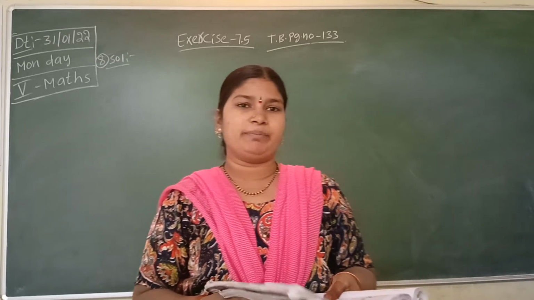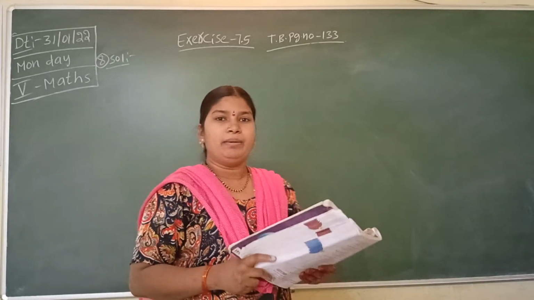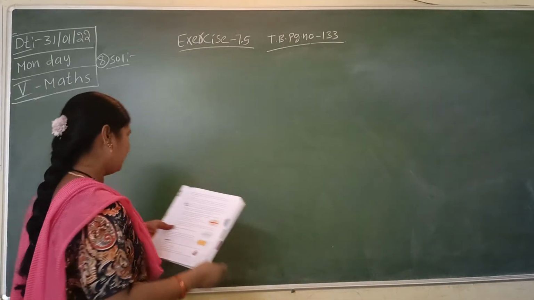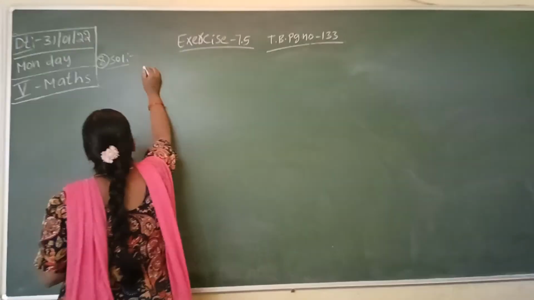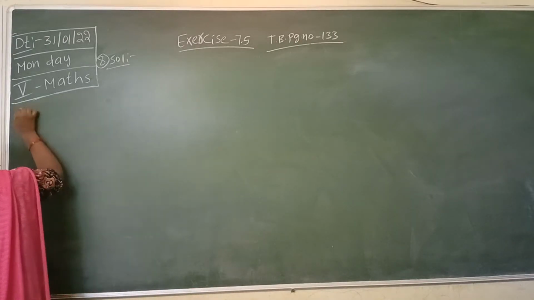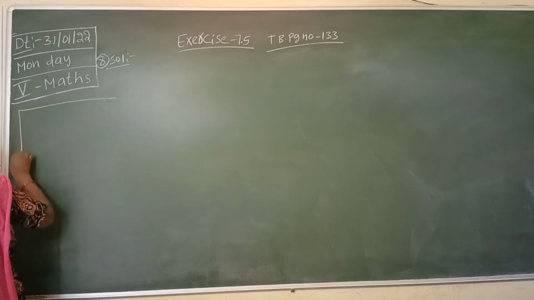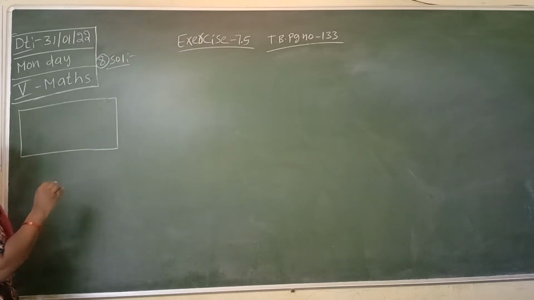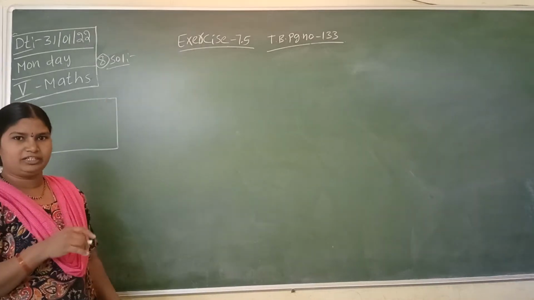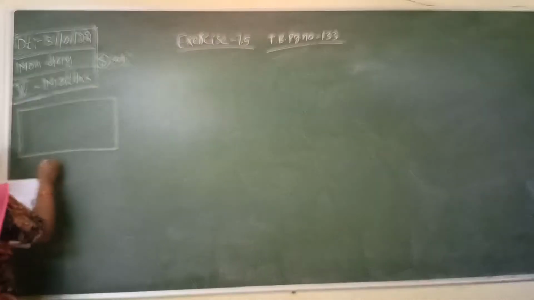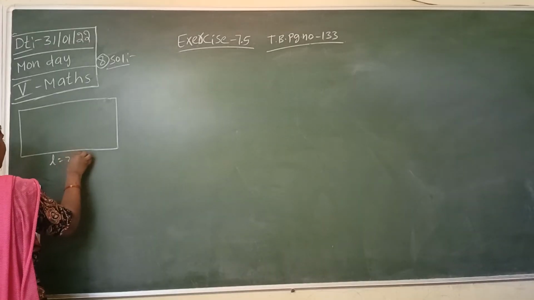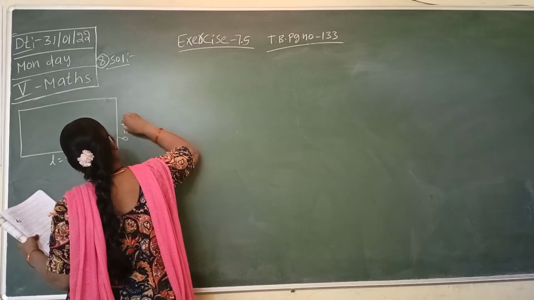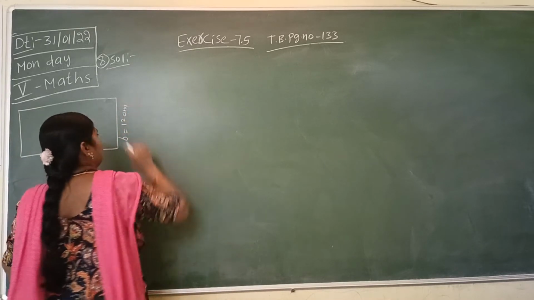Before starting the problem, you have to draw a rough diagram of this given data. See, they give a rectangular garden. Rectangular garden means like this. It is in the shape of a rectangle. In the rectangle, opposite sides are equal. See, what is the given length? L equal to 200 meters and breadth B equal to 120 meters.